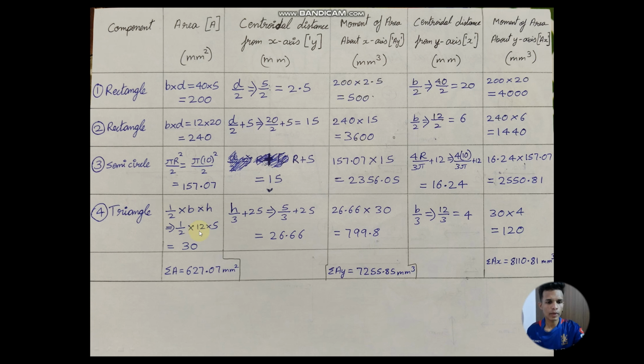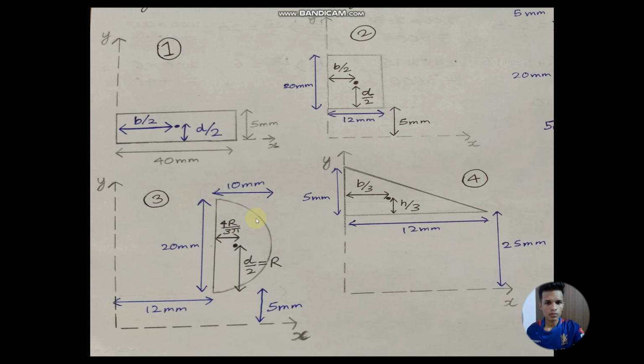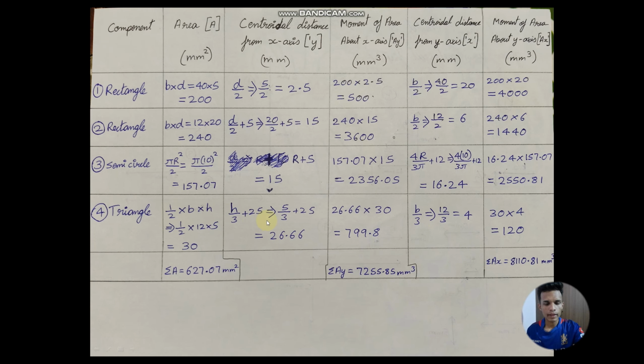Next, we calculate the area of triangle, which we know as half into base into height. So half into base is 12 and height is 5. So we get the area is 30, and the centroidal distance from x-axis is h by 3 plus 25. So this distance is h by 3, and since we are calculating from x-axis, this is the distance we require to add with h by 3. So it's h by 3 plus 25. H by 3 plus 25 upon calculation we get as 26.66.